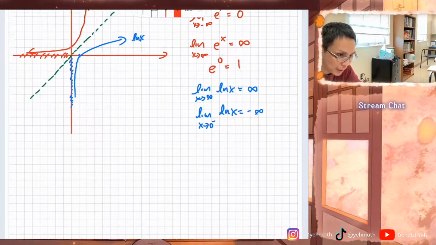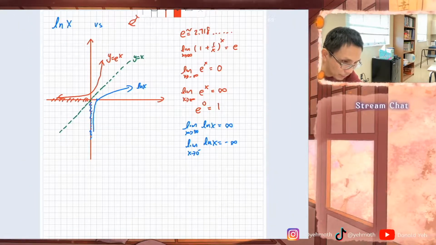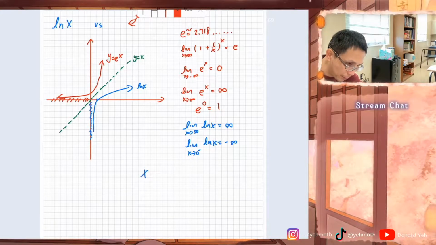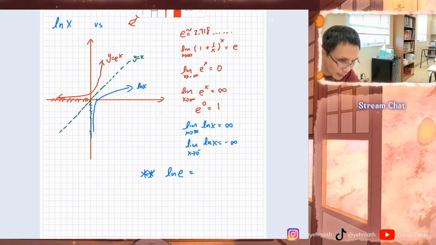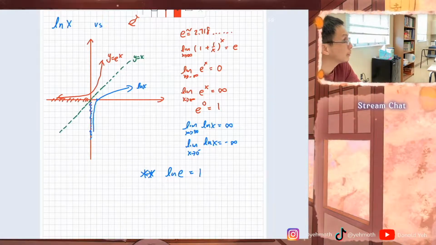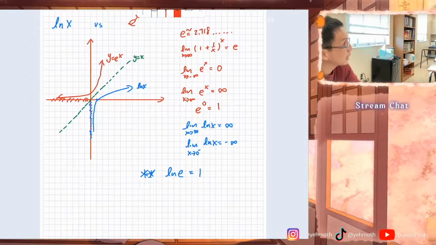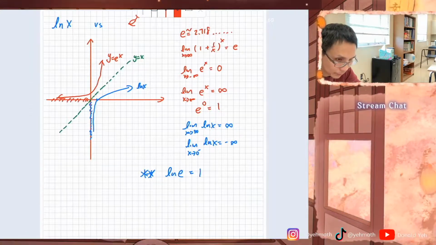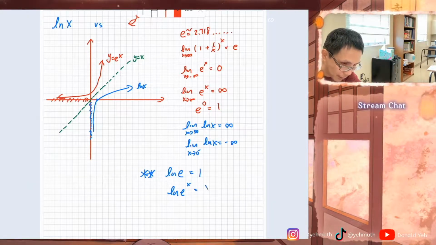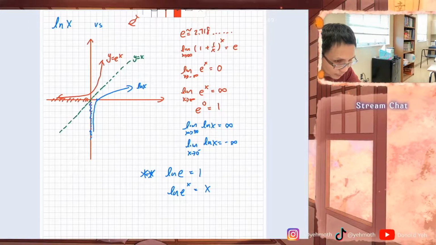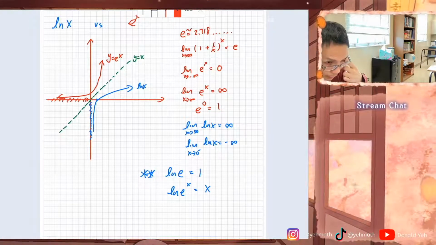Now, since natural log and e are inverse to each other, you must know this, which is super important. Natural log of e is equal to 1. They are inverse to each other, so natural log of e is going to be equal to 1. They cancel out exactly. Natural log of e to the x is going to give you x, because natural log and e cancel out, but x is going to be placed in the front due to another property.